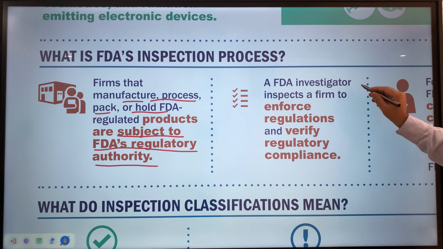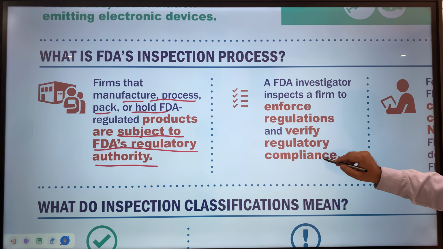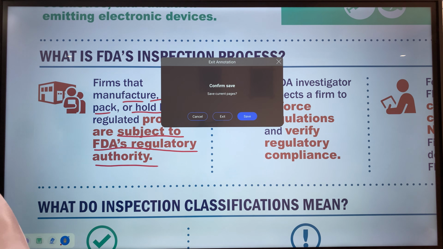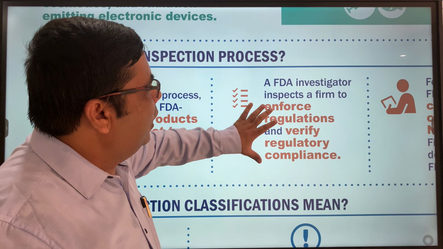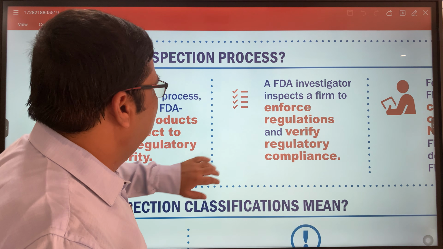Now, an FDA inspector inspects a firm to enforce regulations and verify regulatory compliance. This is the purpose of the inspection. So whenever FDA is inspecting, FDA inspects the firm to enforce regulations and verify the regulatory compliance. Right?